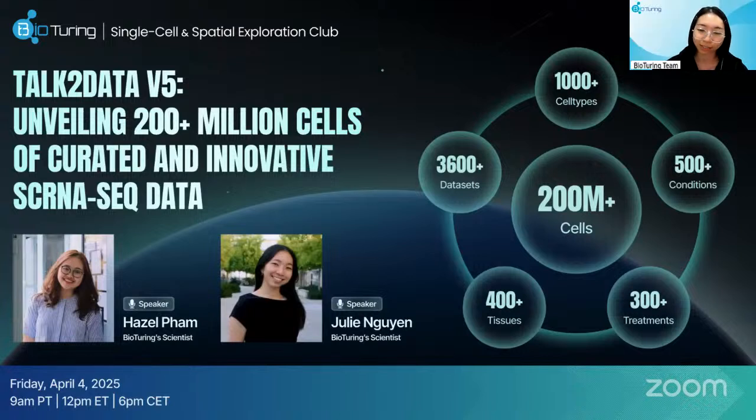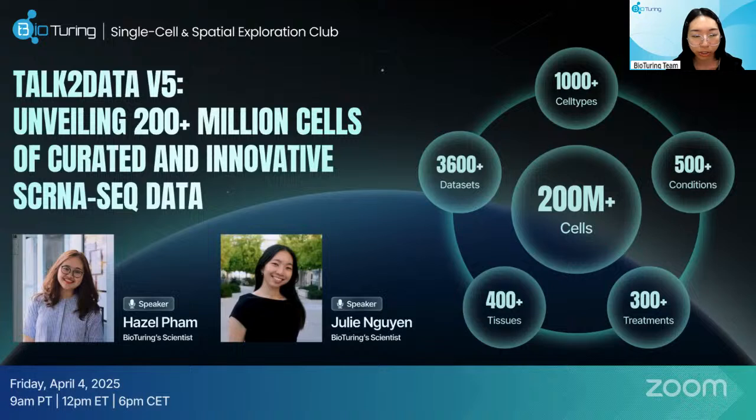Welcome back to this week's Single Cell and Exploration Club, where we usually use a case study to demonstrate some of the features on our platforms. But for today, it's very exciting because we're actually introducing version 5 of Talk2Data. So we've released a lot more studies, a lot more cells. As you can see here, we have over 200 million human cells, over 1,000 cell types, and over 3,600 data sets annotated for Talk2Data version 5.